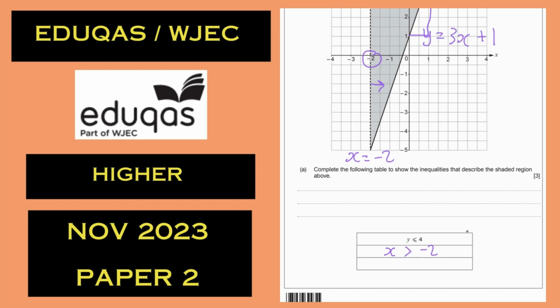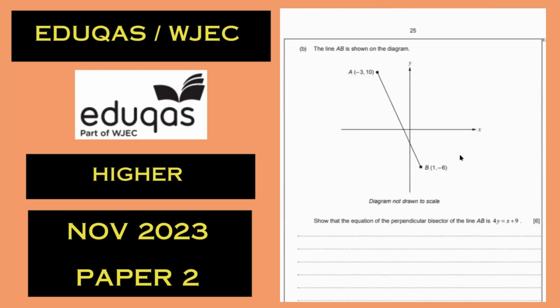For the other line, we are wanting the height. We're shading above that line. We need y to be greater than. This is a solid line, so we do need the equal to. And there we go for the first bit.